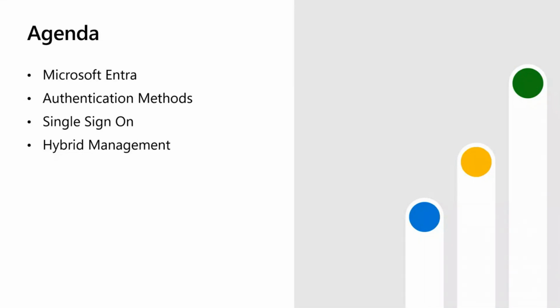We'll be talking about the different authentication methods, SSO and hybrid identity. And then for the second part of my session, we'll be talking about the identity secure score, or secure score for identity. It kind of depends on what part of the documentation you look at. And conditional access and identity protection.